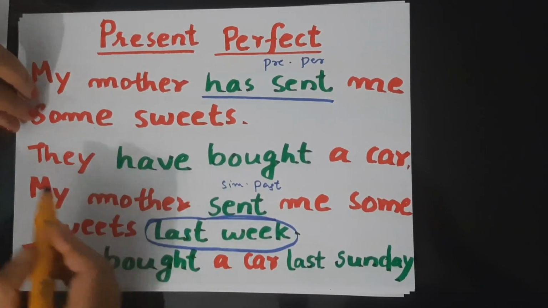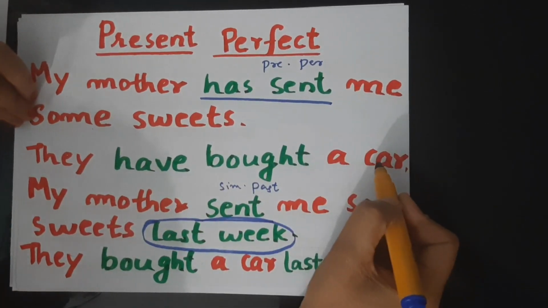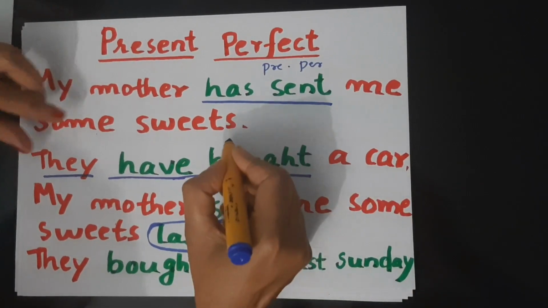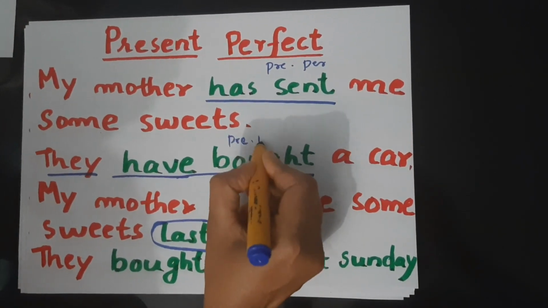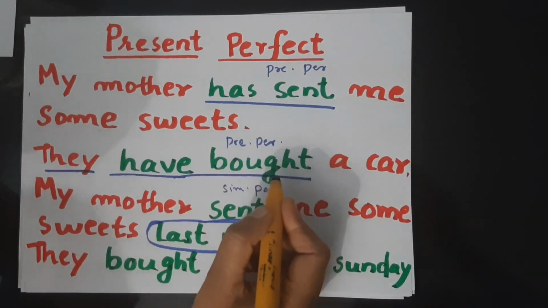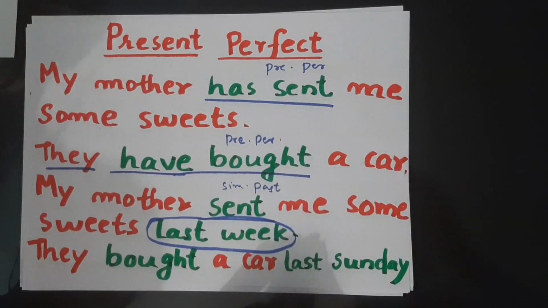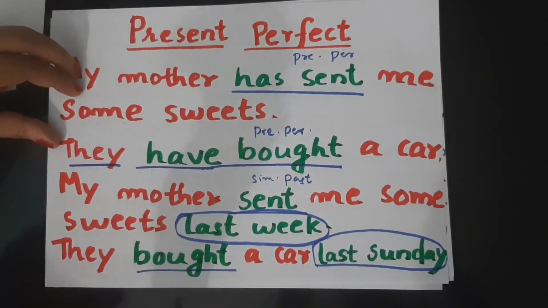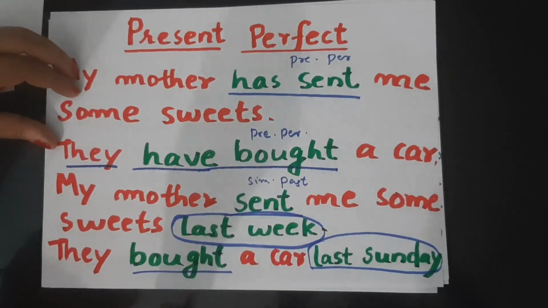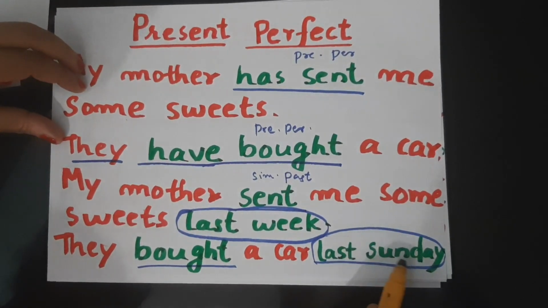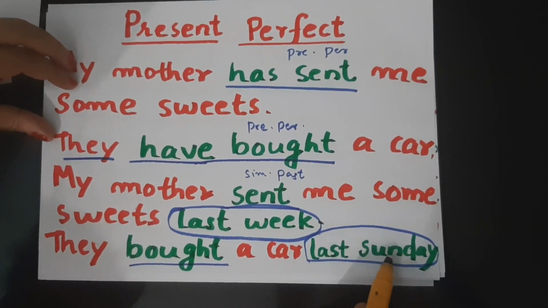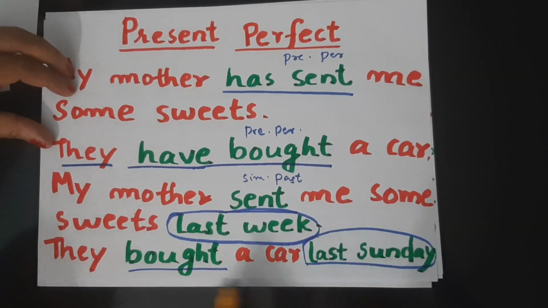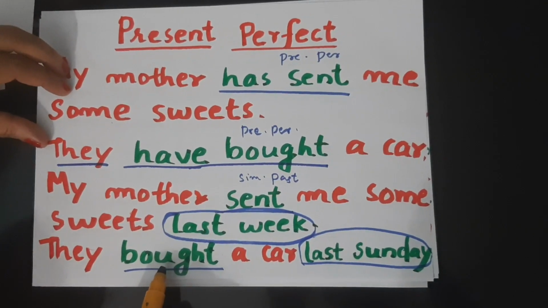Another example. They have bought a car. They have bought means present perfect. Okay, have bought. They have bought a car, present perfect. See, they bought a car last Sunday. Here I used simple past. Why? The point of time is referred to here, that is last Sunday. Okay, that particular point of time is clearly referred to here, so you can use the simple past form.